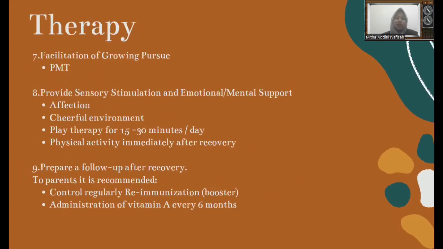And the next is facilitation of growth pursuit. This is a PMT. And then for the child, provide sensory stimulation and emotional or mental support, affection, and a caring environment, with play therapy for 5 until 30 minutes per day, and physical activities immediately after recovery. And the last is to prepare follow up after recovery. To the parents, it is recommended to control regularly, immunization booster, and administration of vitamin A every 6 months.